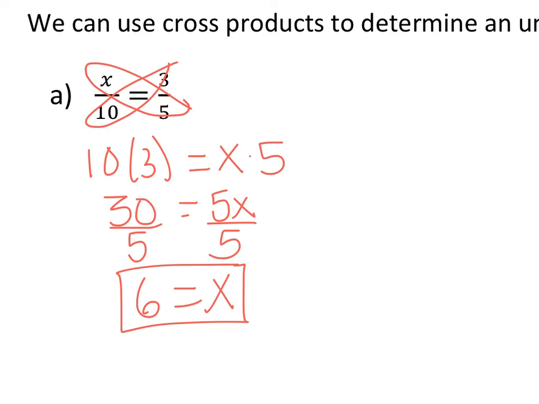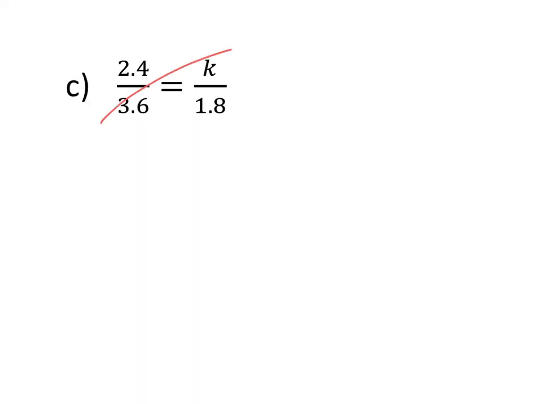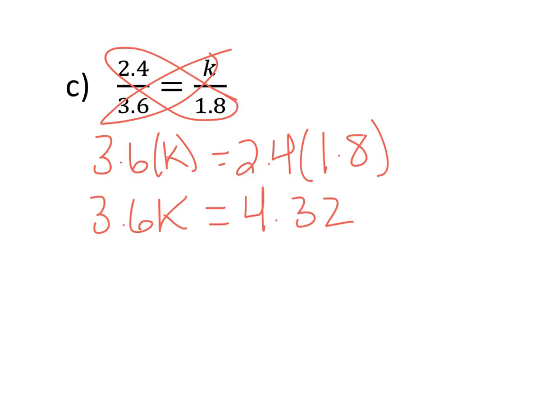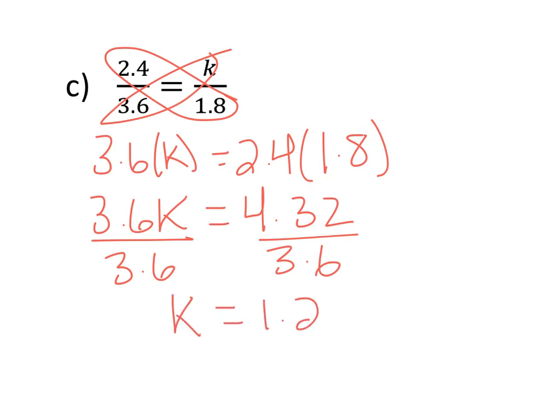Let's skip to C. Cross multiply. 3.6 times k equals 2.4 times 1.8. 3.6k equals 2.4 times 1.8, which is 4.32. Divide by 3.6 on both sides to get k by itself. And we get k equals 1.2. Try letters B and D on your own.